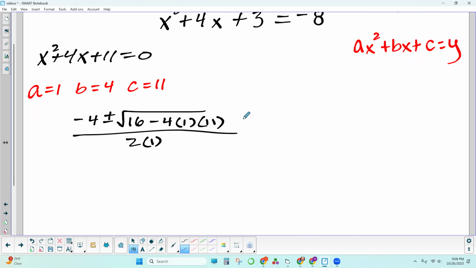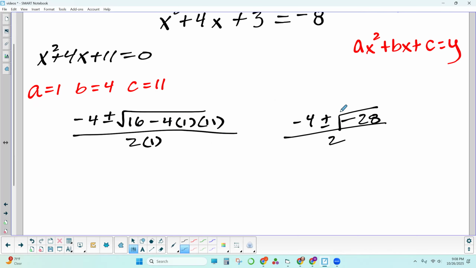Now I need to start simplifying this. So we always start with the discriminant. That is what's under the radical, this number here. And you have to be careful. You have to multiply before you combine. So 11 times 1 is 11, times negative 4 is negative 44, and 16 minus 44 is negative 28. And 2 times 1 is 2.